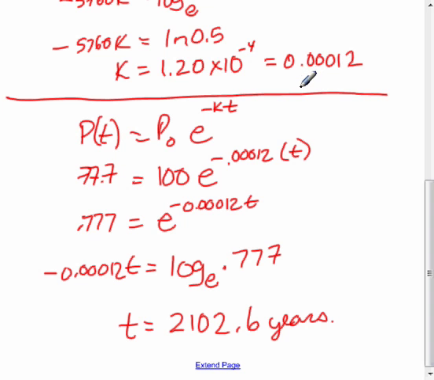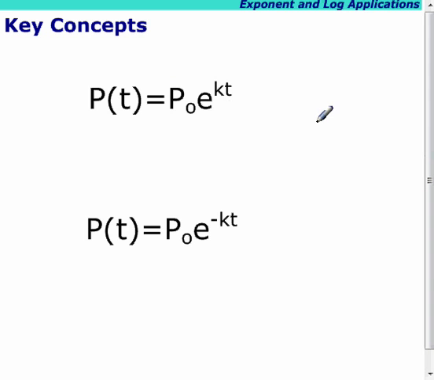So we would say if the Dead Sea Scrolls still retain 77% of the original carbon-14, we would estimate, give or take a second or two, that those Dead Sea Scrolls would be approximately 2100 years old.